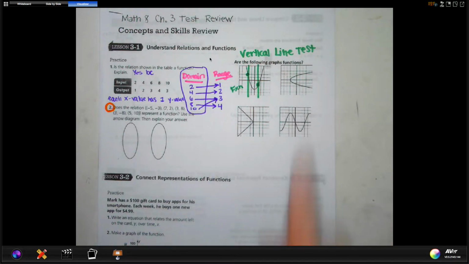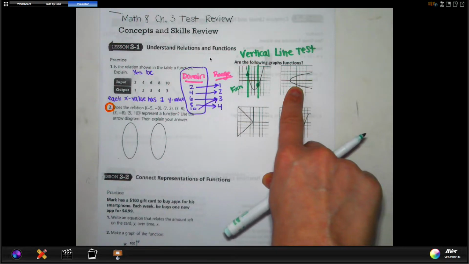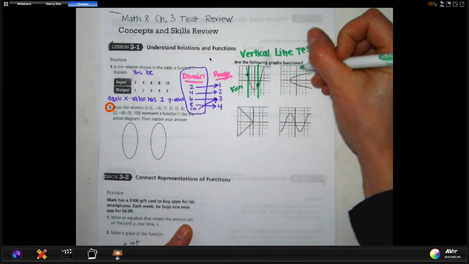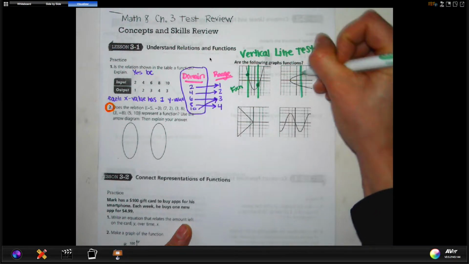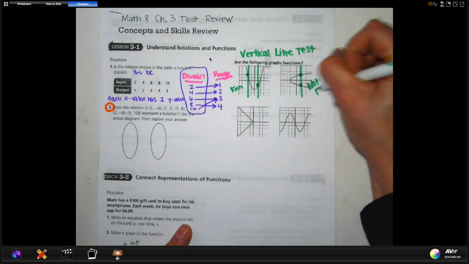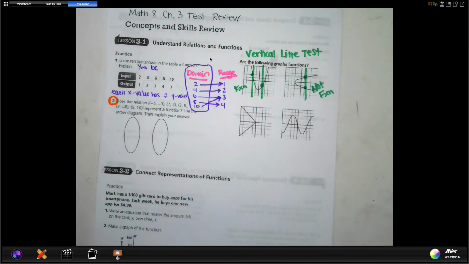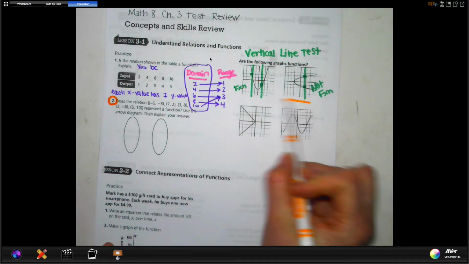How about the second one going over? Function or no function? Cameron, go. Why not? That's right. Right here. Anywhere on this side, it's going to hit twice, isn't it? So this is not a function. All right? And again, I'm going to leave the bottom 2, okay, for you to do, to practice. So go ahead and circle those bottom 2. Those are for you to practice on.